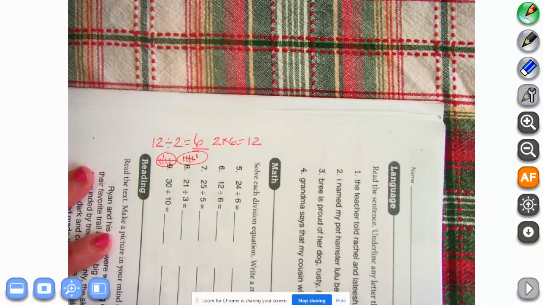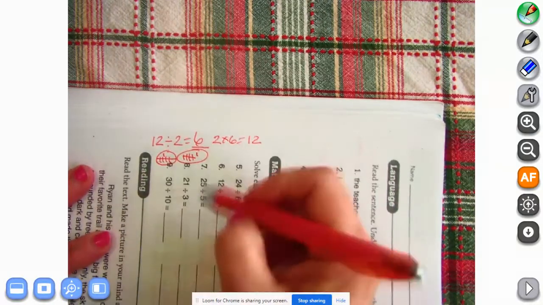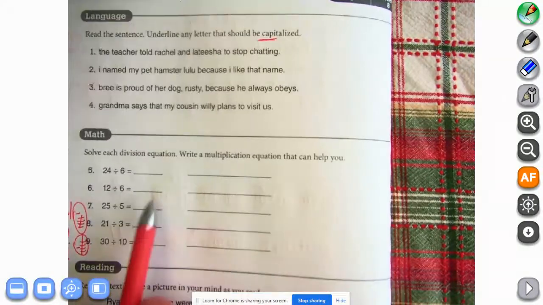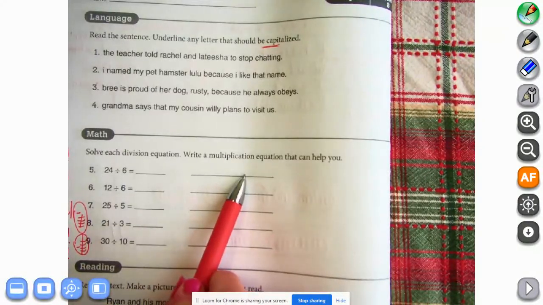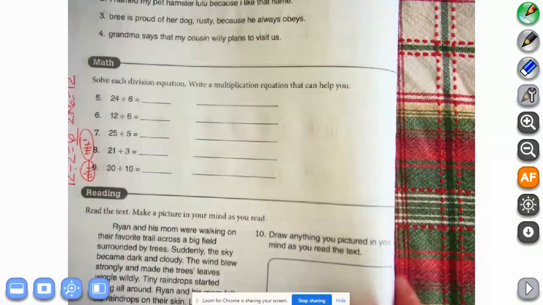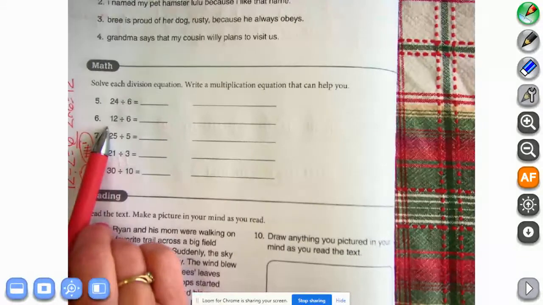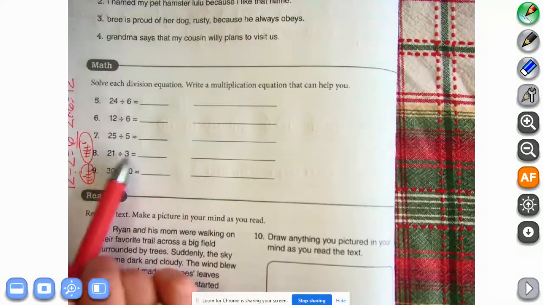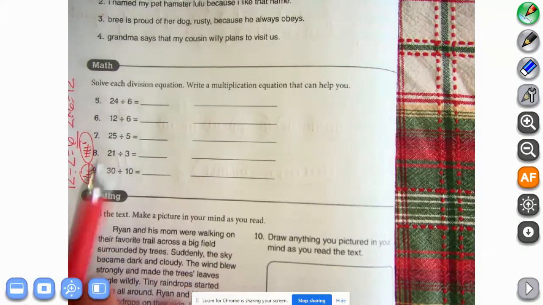So you might need a piece of scratch paper to draw your picture, or if you could draw it really small underneath here, you're going to tell us what the answer is to the division problem, and then what would be the multiplication problem that would match. All right. 24 divided by 6, 12 divided by 6, 25 divided by 5, 21 divided by 3, 30 divided by 10.